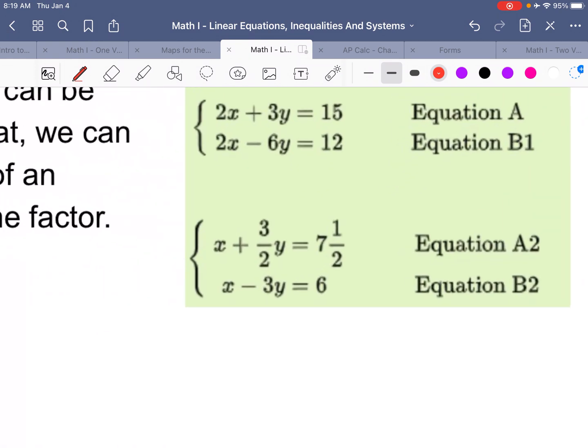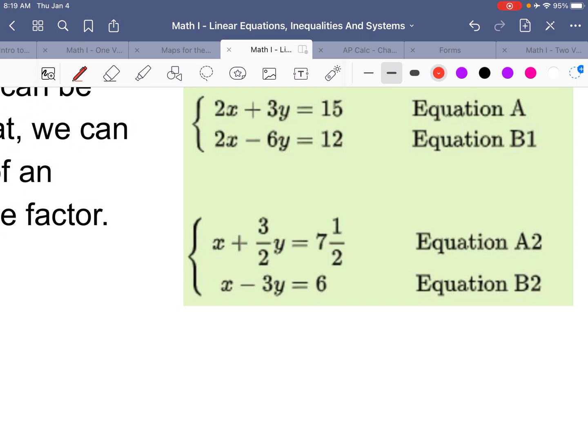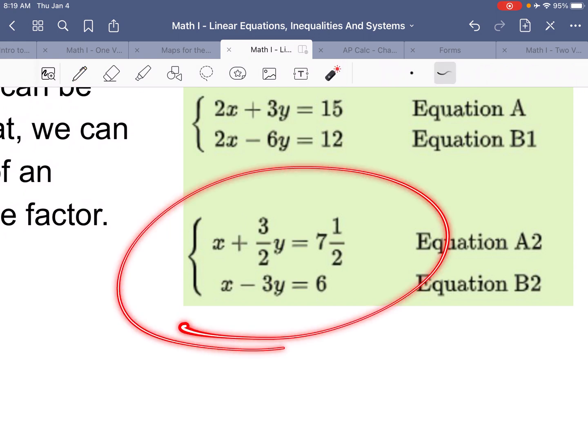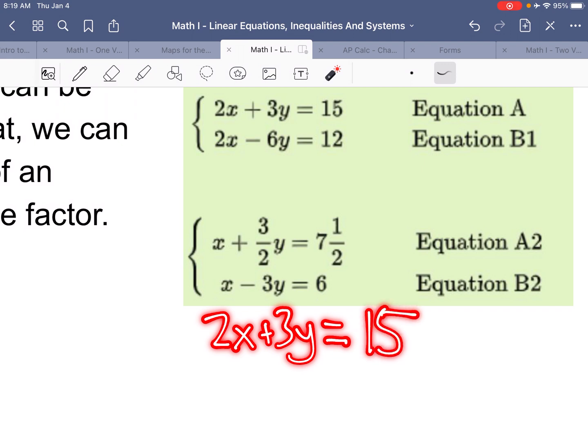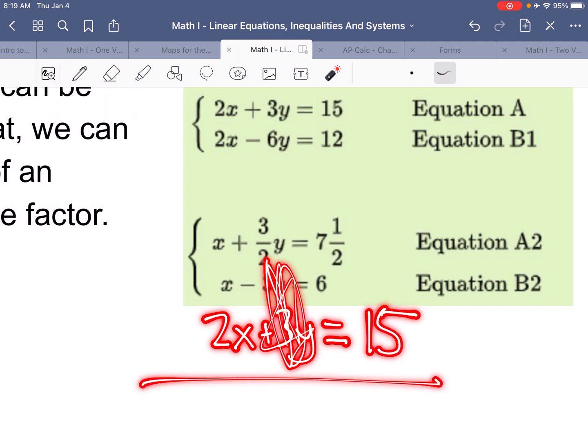That's kind of nice to do when you have fractions also. Like if you take a look at this system of equations here, I've got 3 halves and negative 3. If I just multiply everything in this equation by 2, I would get 2x plus 3y equals 7.5 times 2, I think, is 15. The y's cancel out. We get 3x equals 21.